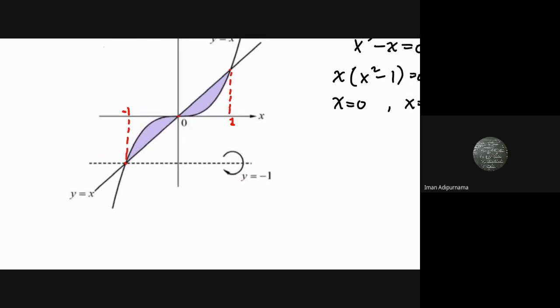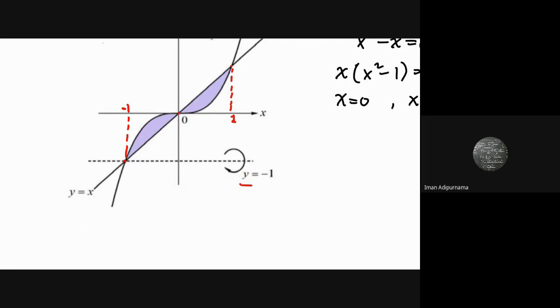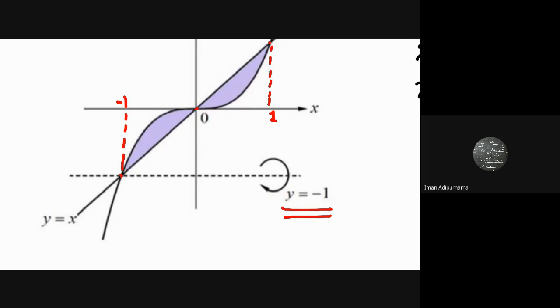And it's rotated about y equals negative 1. So how do we deal with this? If I draw this rectangle here, this will be the dx. So at least we have two regions. Let's say this is volume 1, this is volume 2.